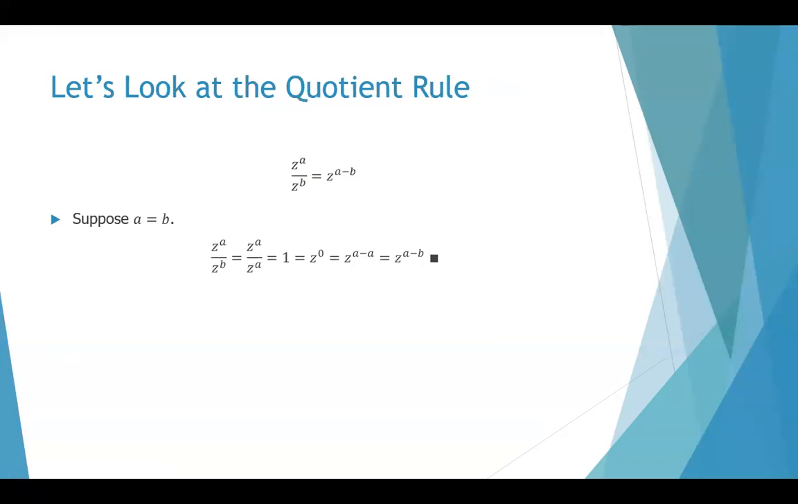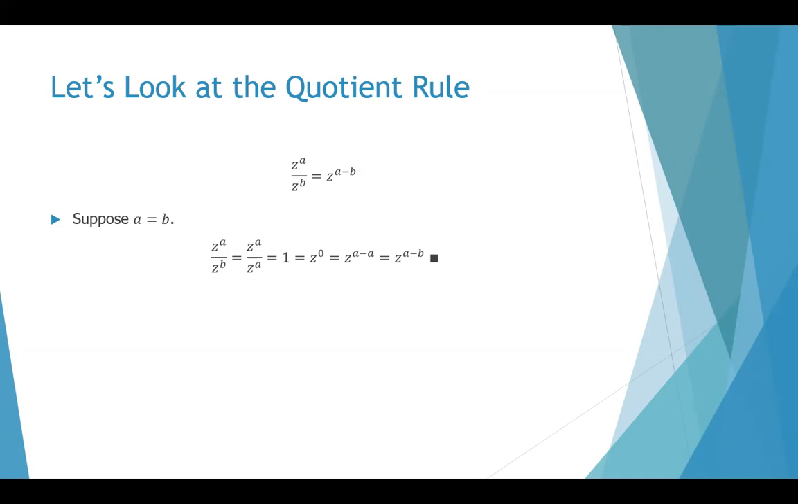So the quotient rule says z to the power of a over z to the power of b is equal to z to the power of a minus b. Well, suppose a equaled b. If a equals b, you have z to the a over z to the b, which is equal to z to the power of a over z to the power of a. Well, that's equivalently 1, right? Anything over itself is 1.